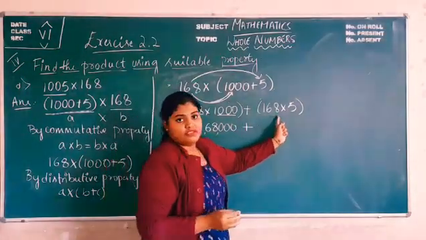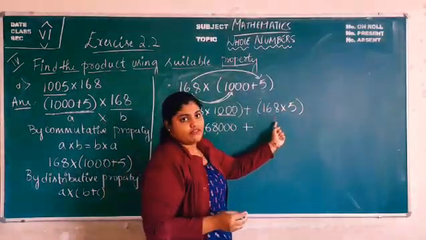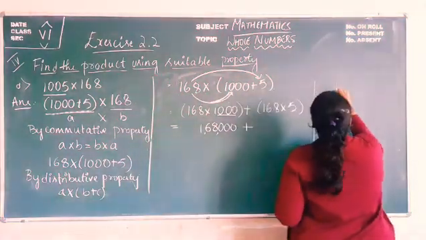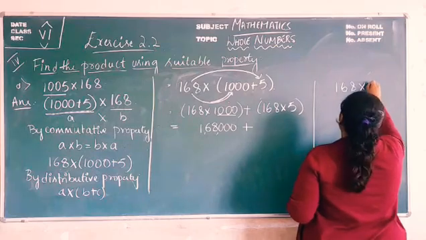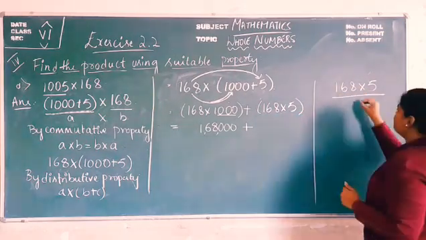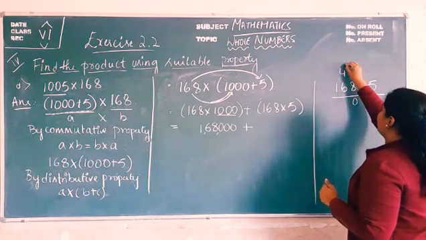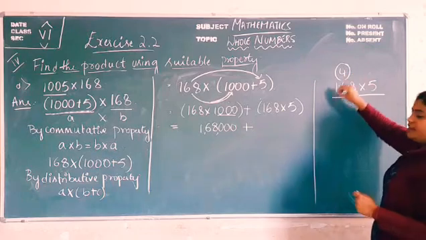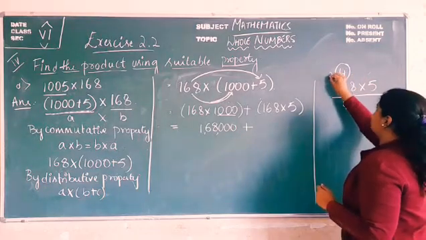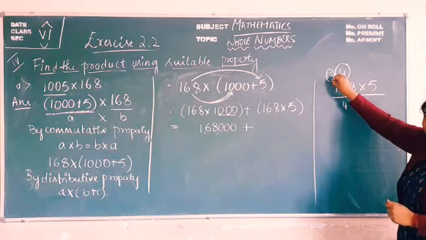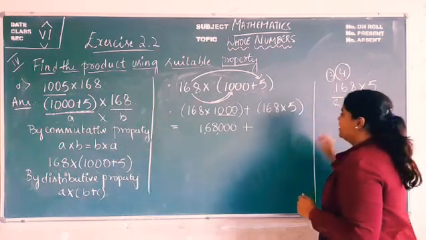Then again we have to solve the second bracket. In the second bracket we have 168 into 5. We will multiply that. 5 8s are 40, so 0, 4 carry. Then 5 6s are 30, 30 plus 4 is 34, so 4, 3 carry. Then 5 1s are 5, 5 plus 3, yes, 8. So we got 840.